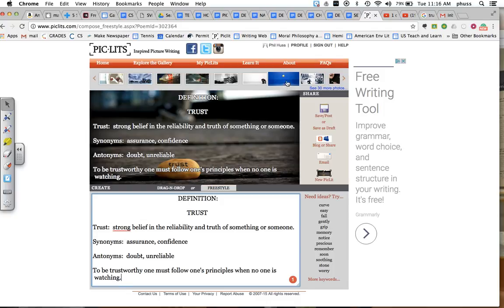So get out there and find a concept in one of these photographs and create a definition in your own words, some synonyms and antonyms, and use it in a sentence. Have some fun.